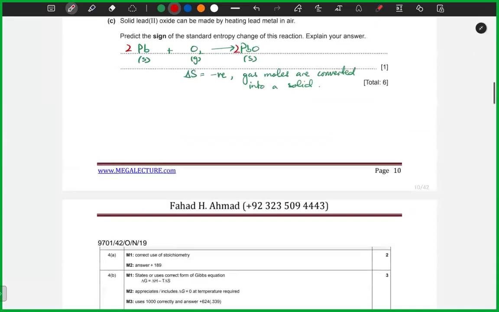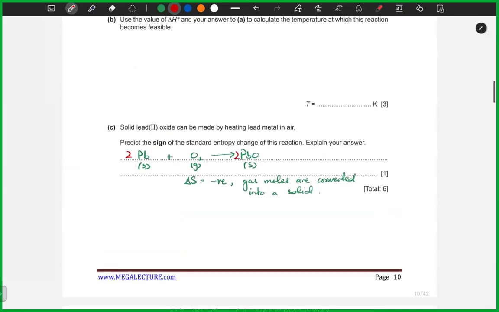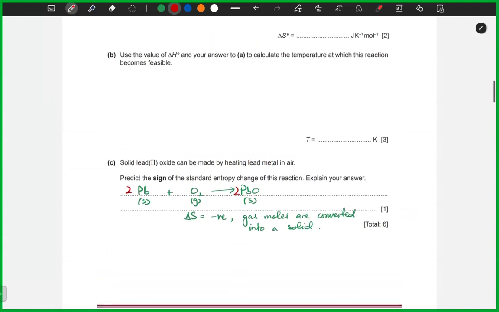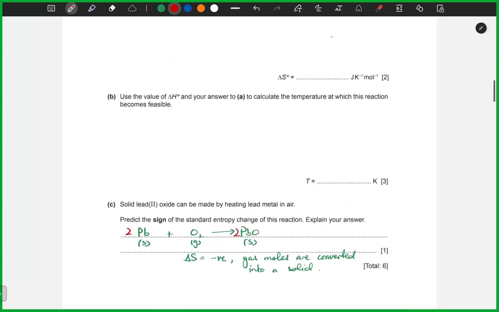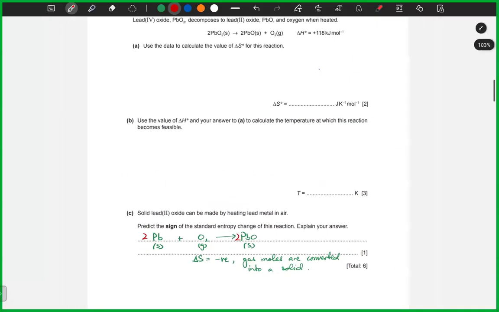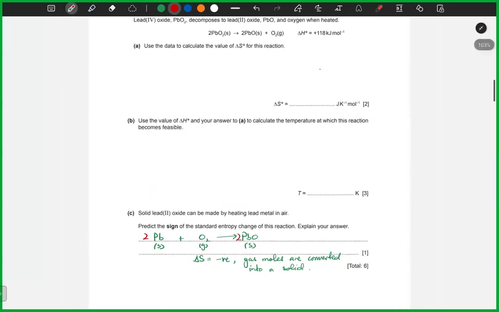So this first part is clear to everyone. We'll do more questions later on. For now we just did the first part. We'll probably end up completing the whole chapter of entropy in the next class. So let's continue tomorrow then.